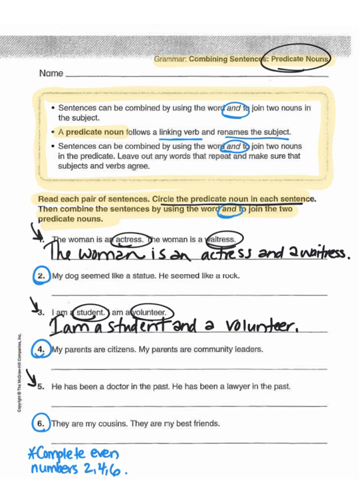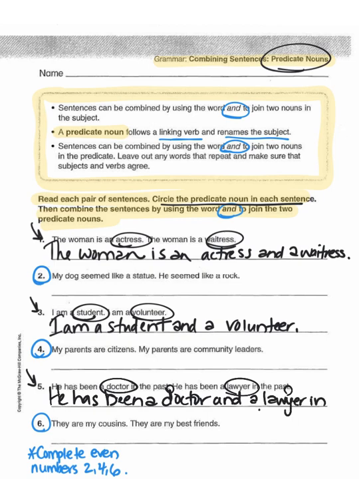Last but not least, number 5. If we look at this, it says, he has been a doctor in the past. He has been a lawyer in the past. Okay, so if we look at this, obviously, we're going to say, well, what has he been? He's been a doctor in the past. He's been a lawyer, all right? So now we can combine them because we have two sentences. So instead of leaving two sentences, we're going to combine them into one, and we're going to say, he has been a doctor and a lawyer in the past. With your period at the end.